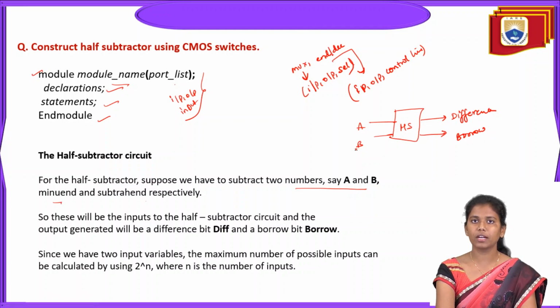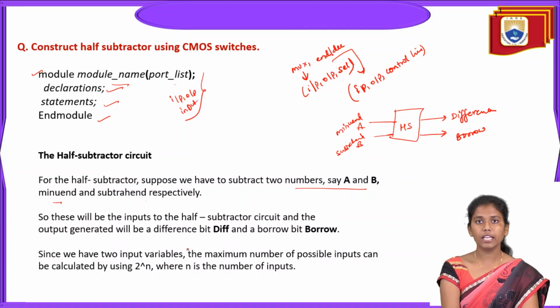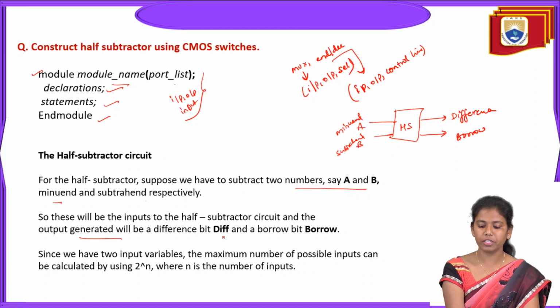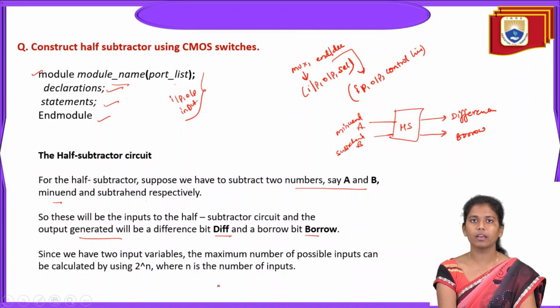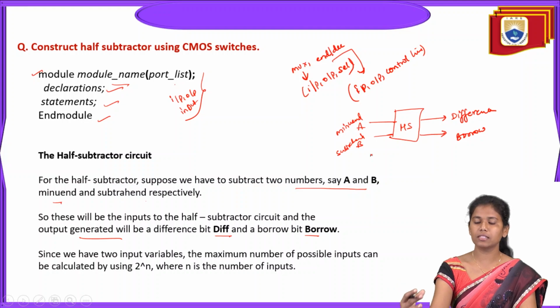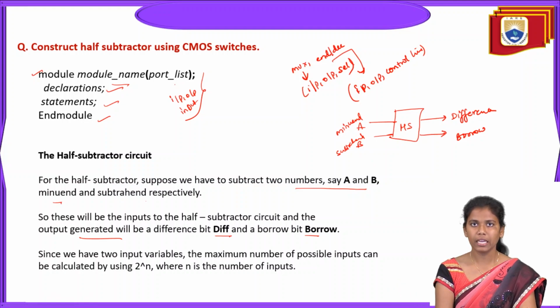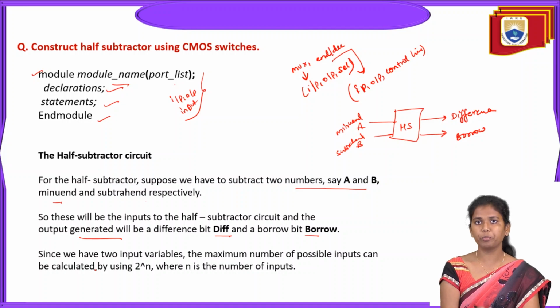For example, if you are considering the half subtractor with two inputs A and B, one is the minuend and the other one is the subtrahend. Then these will be the inputs to the half subtractor circuit, and the output generated will be difference and borrow. So these two, minuend and subtrahend, act as the inputs to the half subtractor so that you get the outputs borrow as well as difference. And now, since we have two input variables, the half subtractor considers only two inputs.